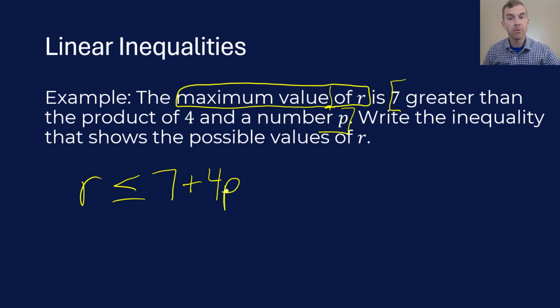And I have to be careful because this greater than is not talking about the inequality, it's talking about the sum of 7 and 4p. So make sure you're carefully paying attention to what are those pieces. Again, that first part, the maximum value of, the minimum value of, that's telling you the inequality for which you're setting up.